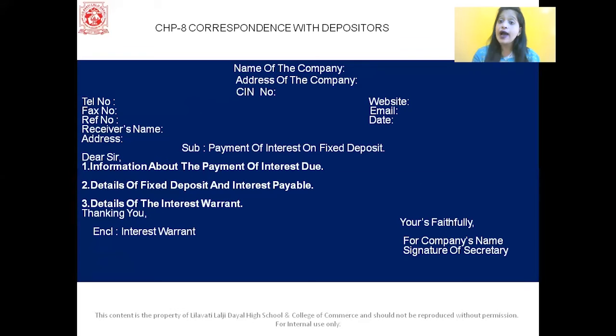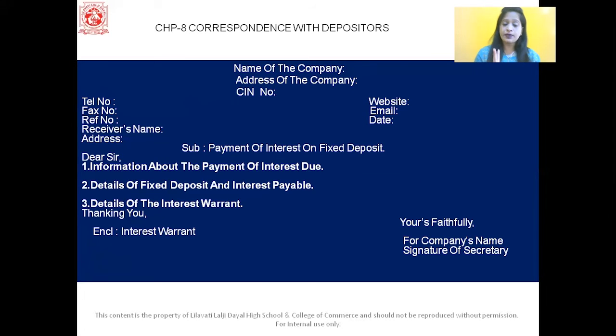First paragraph. I am instructed by the board of directors to inform you that interest at the rate of 10% on your fixed deposit has been approved by the board of directors and it has become due. We are enclosing herewith the interest warrant number dated dash, drawn on dash, for rupees dash. So what is the first paragraph trying to tell us, students? The secretary is informing the depositor that the interest which is payable to the depositor is now due.